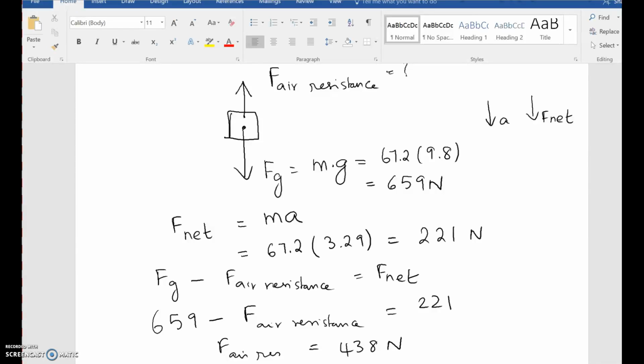So in this problem we kind of worked backward. Usually we know the two forces and then we find the net force and the acceleration. But here we know the acceleration, so we find the net force, and then you know the total and you know one of the forces, you find the other force.